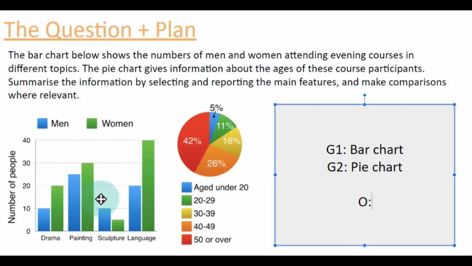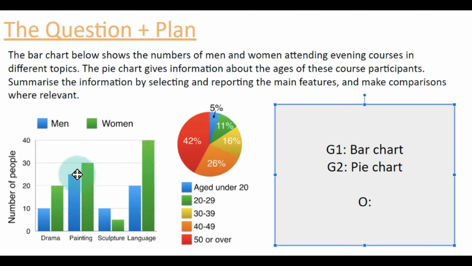Is there anything else I can say? So here we have painting, 25, 30, that's 55. Here we have 20 and 40, 60 people. So I could say language is the most popular.